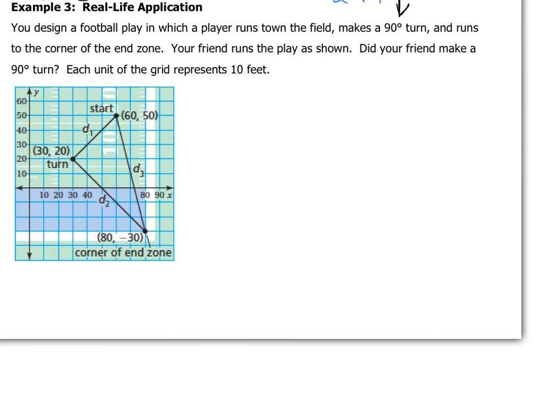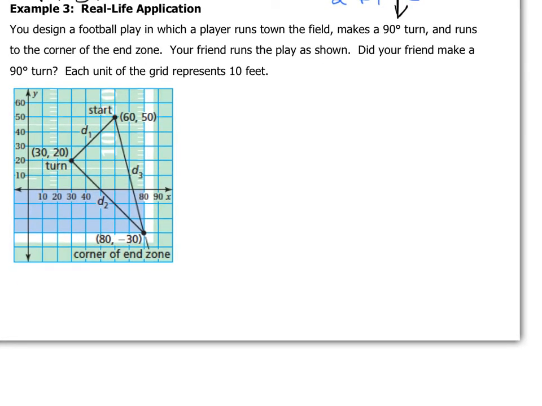Down here, last example we're going to talk about today. This one's going to take a little bit of work. What we're basically trying to do is we're looking at a football play where a player is running down the field. So their first thing is they're running from here down the field. They make a sharp cut and they go to the back of the end zone.